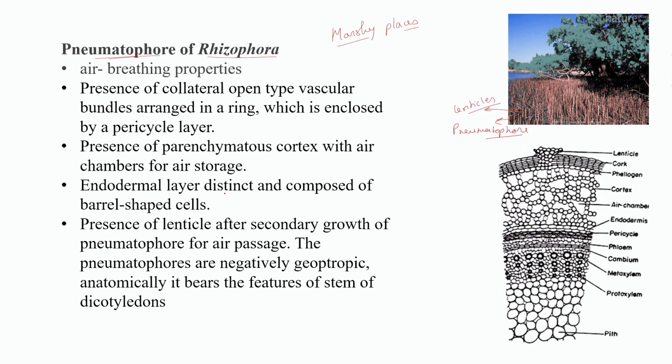Now normally they have normal structures. These roots are negatively geotropic and their anatomy is like that of the stem of a dicot. In the stem of a dicot you have vascular bundles arranged in the form of a ring. So they will have a structural anatomy like that of a stem, but they will come out from the root. So they are basically considered to be modified roots only.